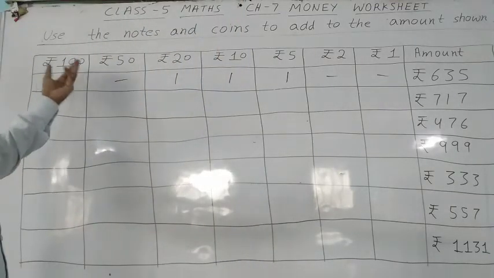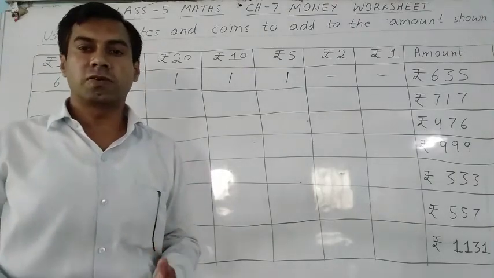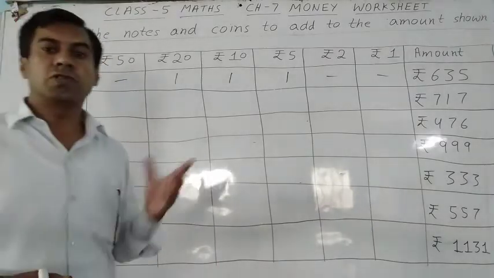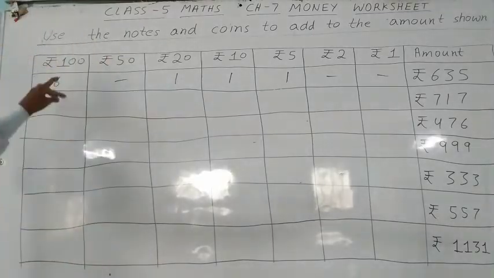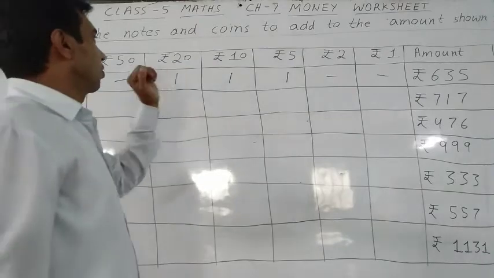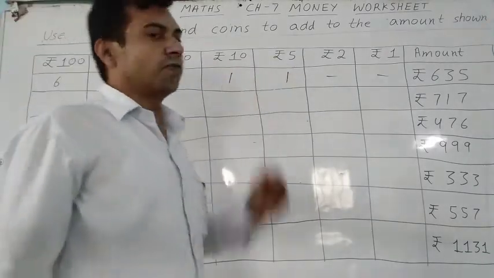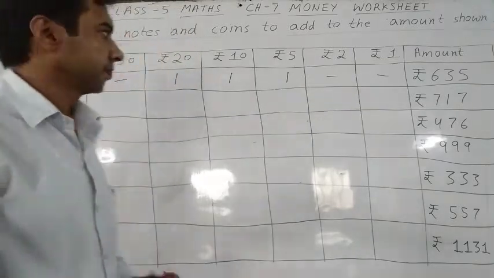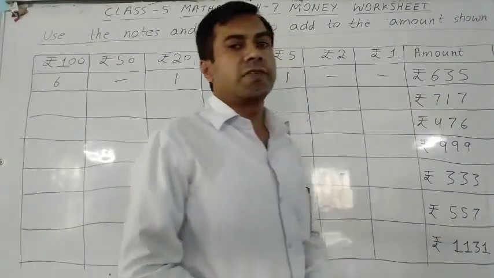Student, in place of 100 rupees, we can take 50 rupees also, but it is not a good idea, because if we have a 100 rupees note, we should use the 100 rupees note to make the given amount. So 6 notes of 100 rupees, 1 note of 20 rupees, 1 note of 10 rupees and 1 5 rupee coin. We make 635. Now the next amount, rupees 717.